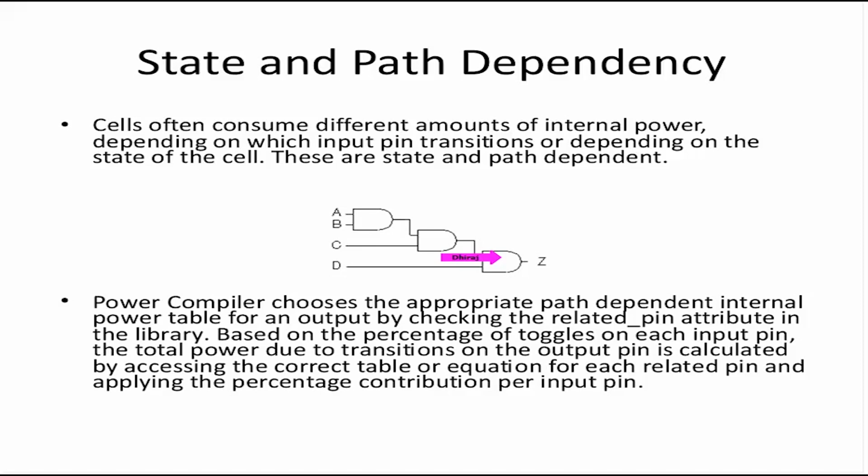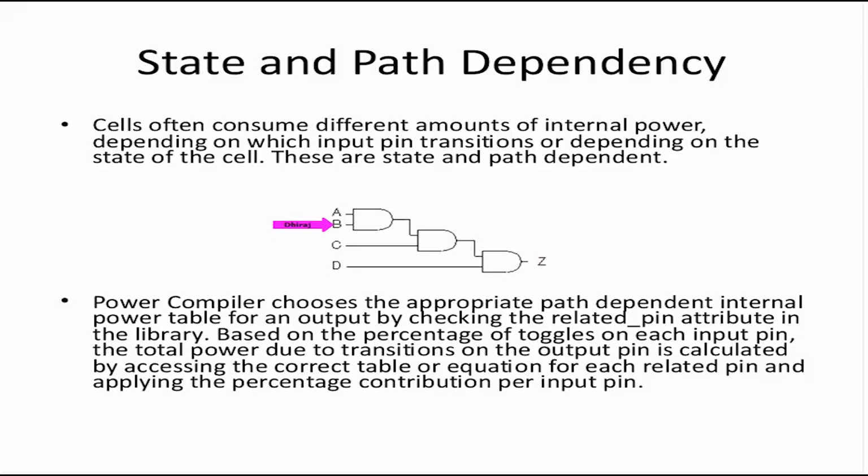So power compiler will choose the appropriate part dependent internal power table for an output by checking the related pin attribute. Timing also has a related pin attribute, and power also has a related pin attribute. So what will timing and power tables look like for this cell? For pin Z, for related pin A, there will be a power table and a timing table. Again, for input B, there will be a power table and a timing table, right? Which will be different than A. Again, for D, it will be different than both A and B.